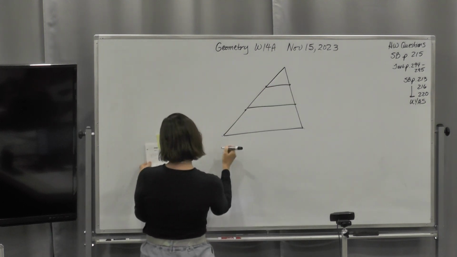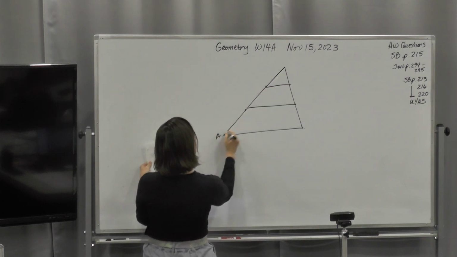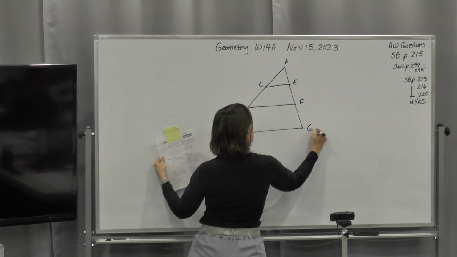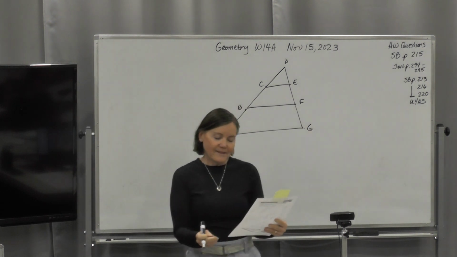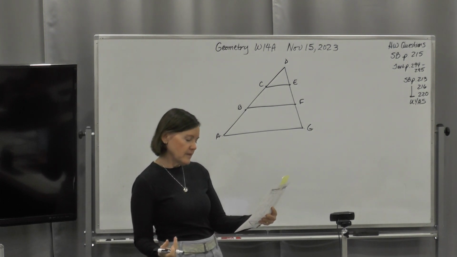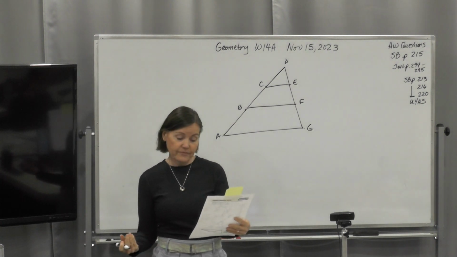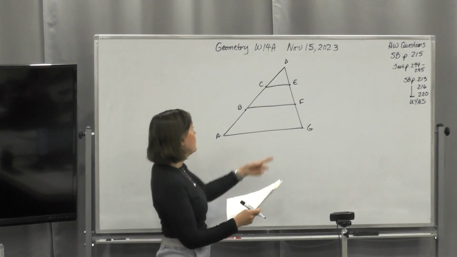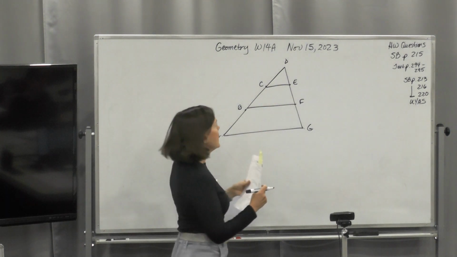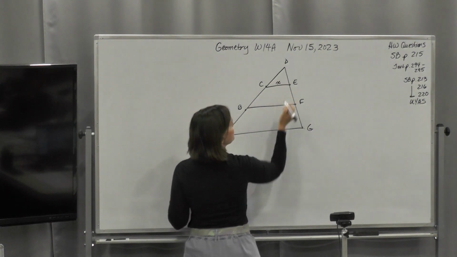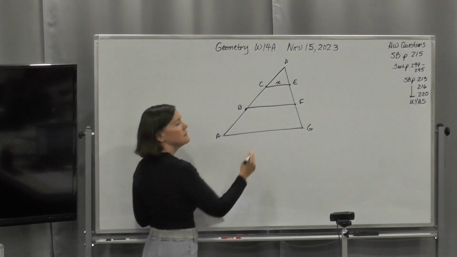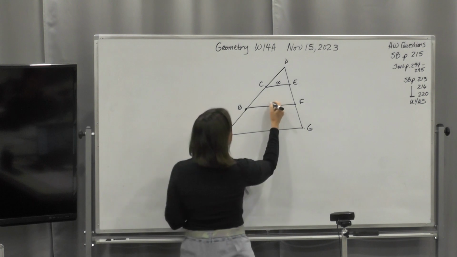So I've got triangle ADG. We have A, B, C, D, E, F, and G. Okay? Too many letters. They told me CE is the mid-segment of triangle BDF. So if that's the mid-segment of that, that is half of that, right? I'm just going to use a little algebraic thinking. If that's x, what would BF be? 2x. Twice x.